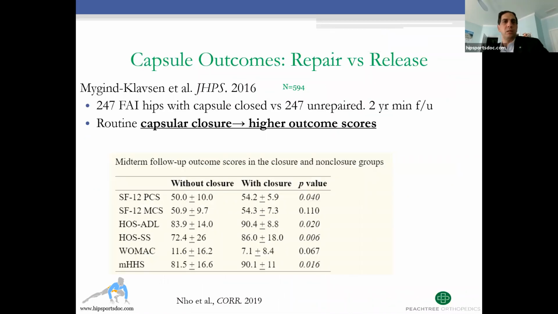Here's another study published in the Journal of Hip Preservation Surgery with 245 hips, 247 with closure versus unrepaired. And as demonstrated here, with capsular closure, the numbers were higher in terms of outcome scores.